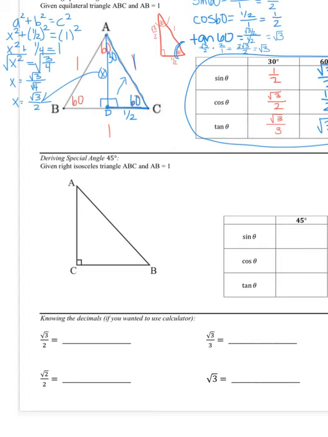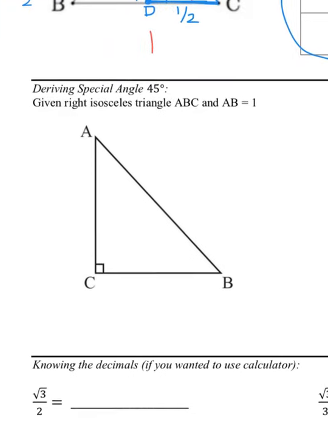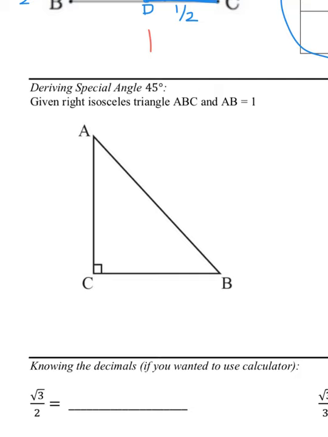Now for 45 degrees. So for 45 degrees, you have to have a right isosceles triangle, ABC, and AB is length 1. A right isosceles triangle means it has a right angle, so that's good for our sine, cosine, tangent stuff. And then also isosceles means that 2 of the sides are the same. Those 2 sides are the 2 legs. In this case, it would be AC and BC. So these are the same. We don't know what they are, but we can use the Pythagorean theorem in a second to figure that out.